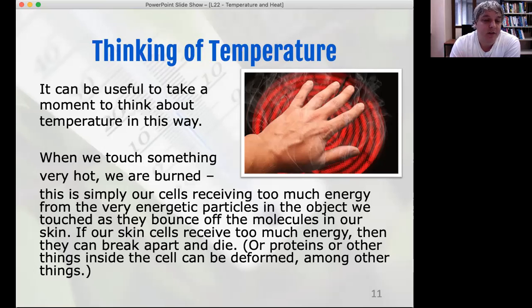Or proteins inside the cell can become deformed. There's a whole bunch of different things that can occur when you get burned, but essentially it's not good, right? I mean, our cells receive that much energy, it's bad, and we get burned. So thinking about temperature as those collisions between particles is very important. We will talk about temperature transfer, how that energy is transferred between things as well. And again, keeping that in mind about just particles colliding into each other, kind of like those billiard ball collisions, will help you understand all of that process.